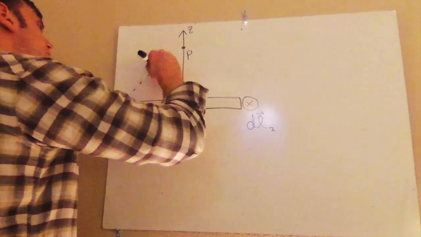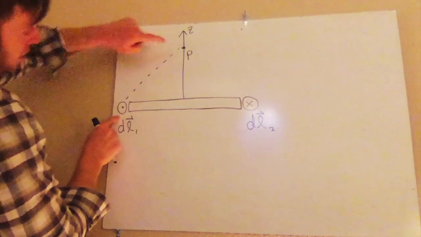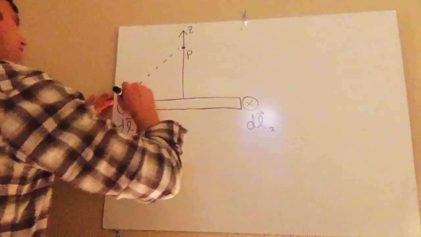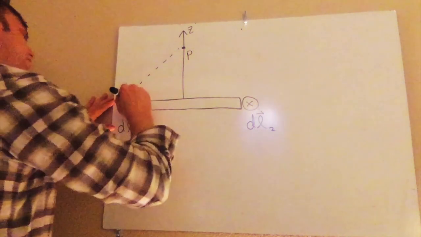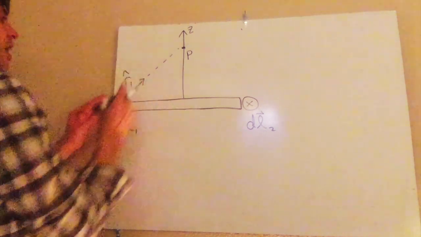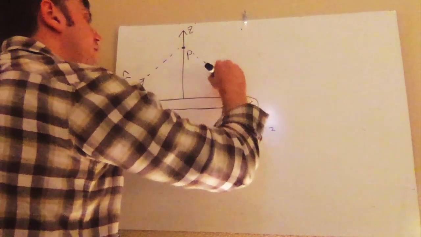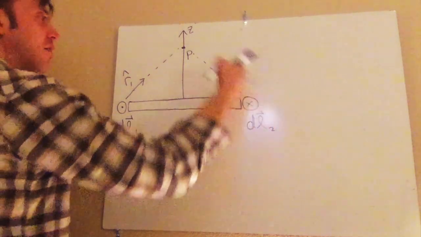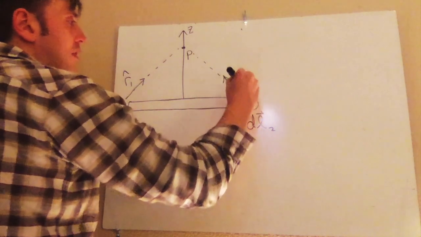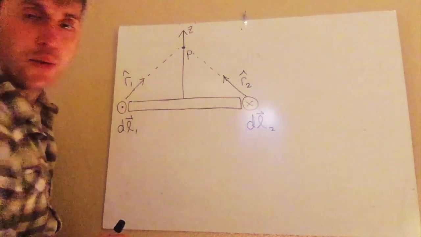I need to do is show a vector going from each current element to that point. So if I look at a vector going from this current element to that point, that's what I call R1. So this will be R1 hat. That's just a unit vector going in this direction. And over here, if I have a vector going from my second current element to that point, that's going to be R2. So if I draw R2 hat, that's just a unit vector, again, going that way.